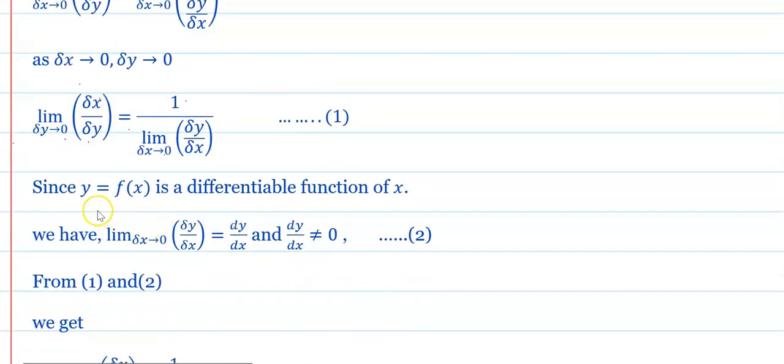Since y is a differentiable function of x, the limit will exist. Therefore limit delta x tends to 0 of delta y by delta x is equals to dy by dx, where this dy by dx is not equals to 0, the denominator should not be 0. Now this is the limit of the RHS exists, and hence limit of LHS also exists, and therefore from 1 and 2.